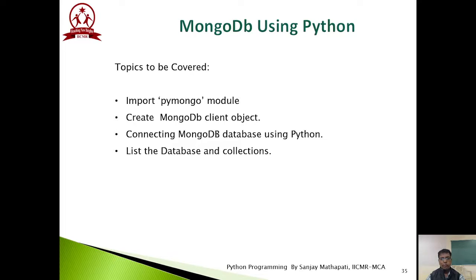First, import the PyMongo module, then create the MongoDB client object, then connect to the MongoDB database using Python. Through Python, we are going to connect to the MongoDB database, and just to test this connection, we are going to execute some commands like listing the databases, that is, displaying the databases, and displaying the collections. So without wasting much time, let's go to the actual environment.